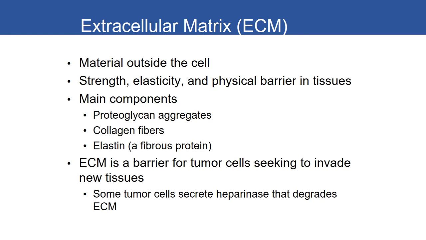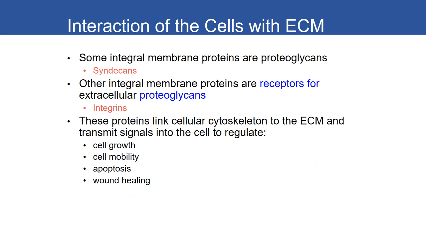So let's talk a little about extracellular matrix. The extracellular matrix is the outside of the cell, providing strength, elasticity, and a physical barrier in tissues. Its main components include proteoglycan aggregates, as you just saw, HA, and aggrecan. Collagen and elastin are also in there. So it's a barrier for tumor cells and for other bacterial invaders. Some tumor cells secrete heparinase that degrades the extracellular matrix to allow them to invade. So sometimes we attack our cells with cancer.